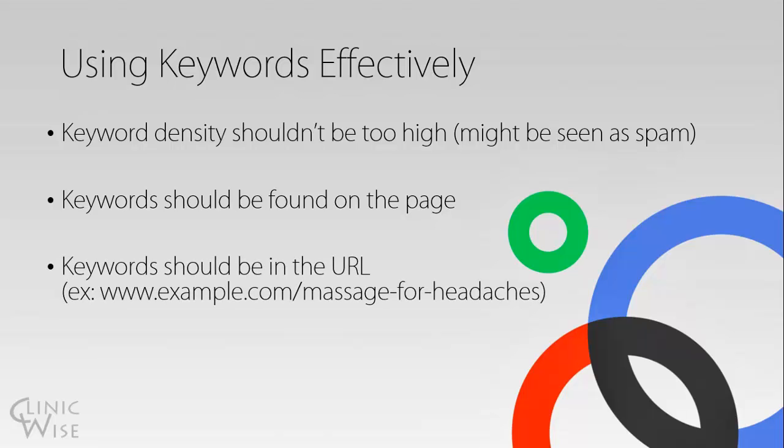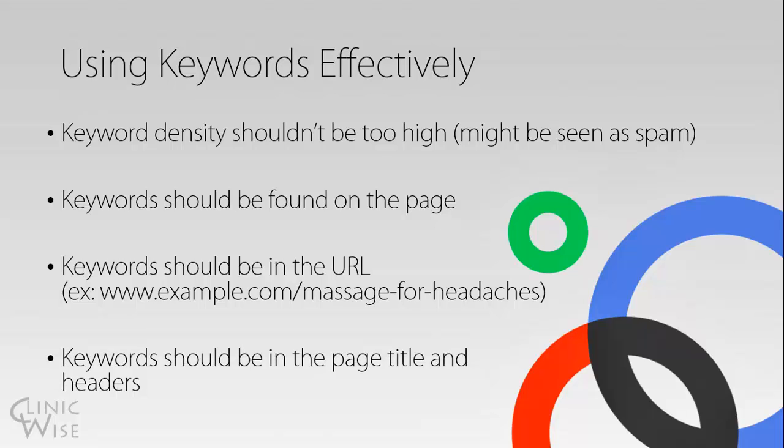Most website building services like WordPress also allow you to customize the URLs of all your web pages and blog posts. You should try to include the keyword in the URL whenever possible. Including the keyword in the page title, as well as any paragraph headers, will also help.